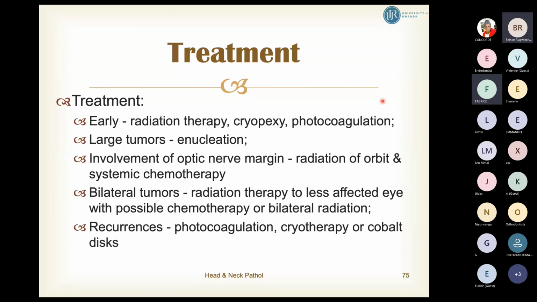So the treatment for eye cancer: radiation therapy. Cryopexy, photocoagulation, and others. For large tumors they do enucleation. There are always protocols. These protocols are reviewed in Rwanda every 3 years. So once you graduate, there will be other protocols than those we have nowadays. But there are also international standards.